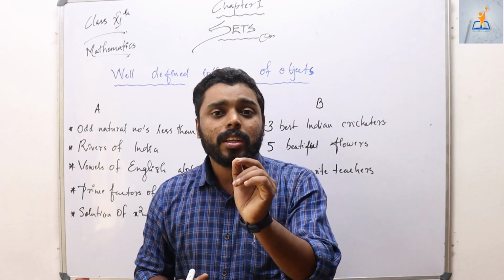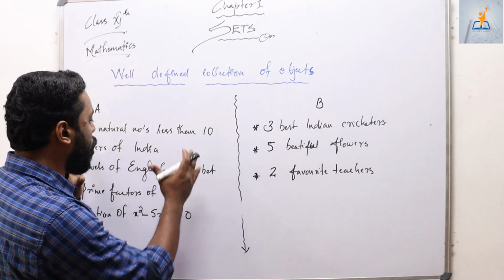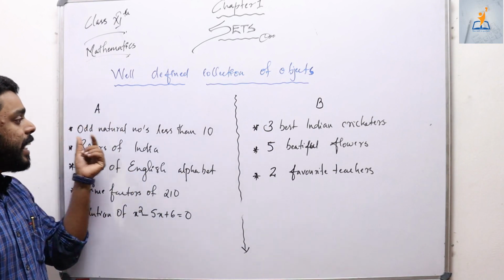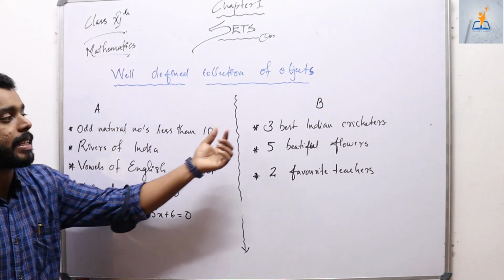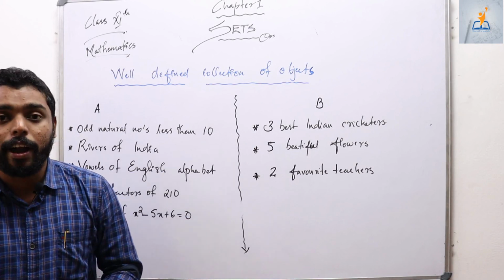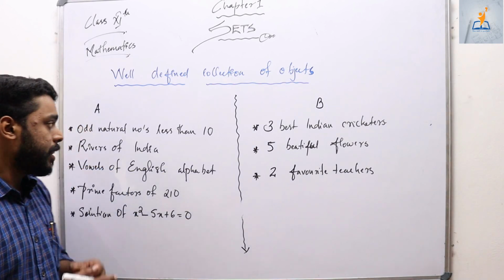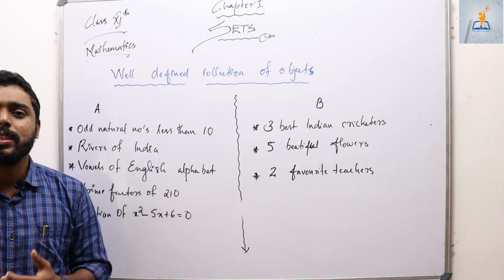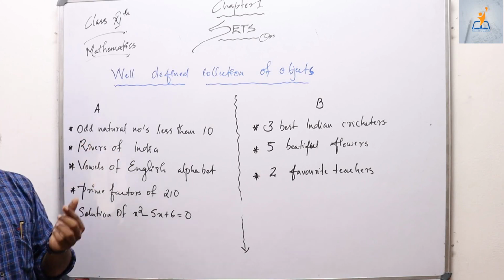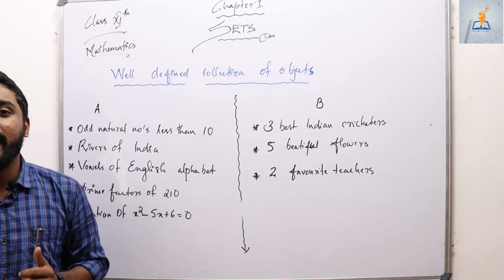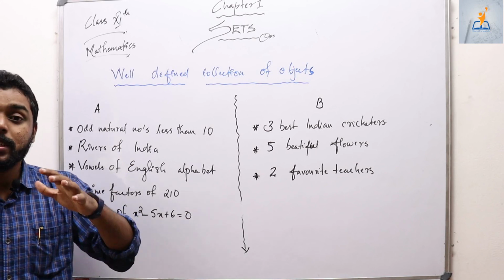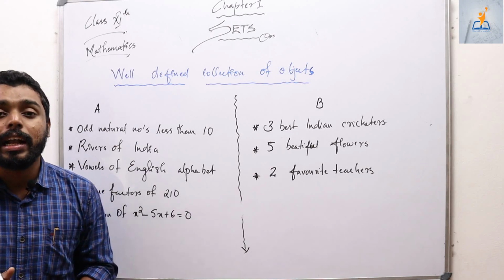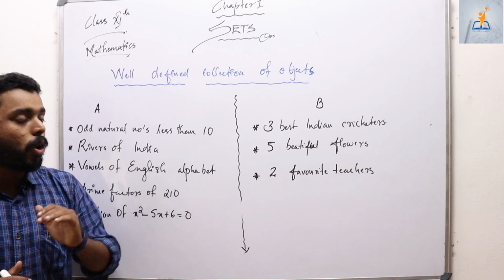Okay, now let us look into some examples. Here I have provided two collections, namely set A and set B. And in each collection I have listed several examples. Now we shall look at which is a well-defined collection and which is not. Okay, the first question, odd natural numbers less than 10. Of course, it is very easy. 1, 3, 5, 7, 9 will be the set of odd natural numbers less than 10. Now the question is, is it a well-defined collection or not? We can solve it very easily.